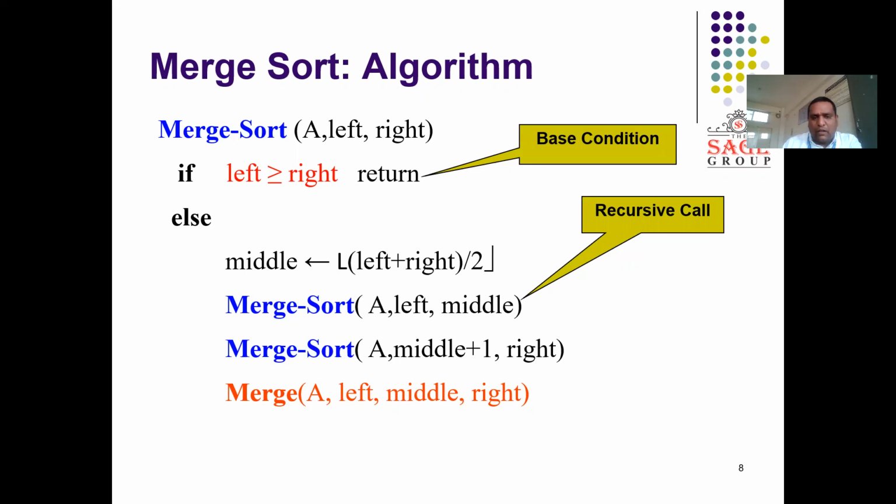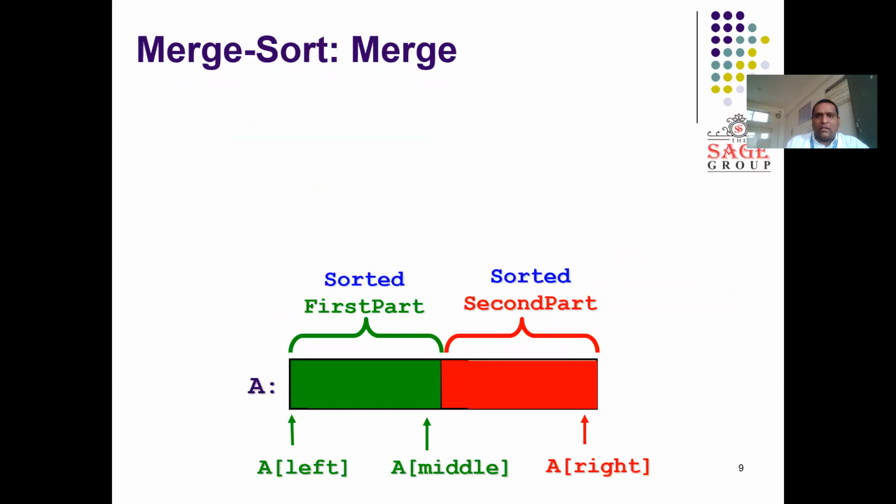Then recursively solve the first part: merge sort A from left to middle, and then merge sort A from middle plus one to right. This is the second recursive call. Then we call merge, which merges both sorted lists. What is the concept of merging? Merging means that if I have two sorted lists, here we see A from left to middle and A from middle plus one to right.